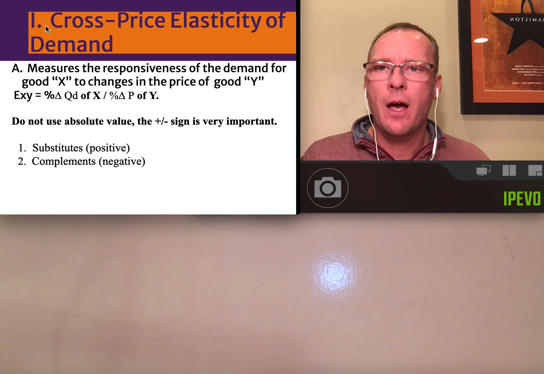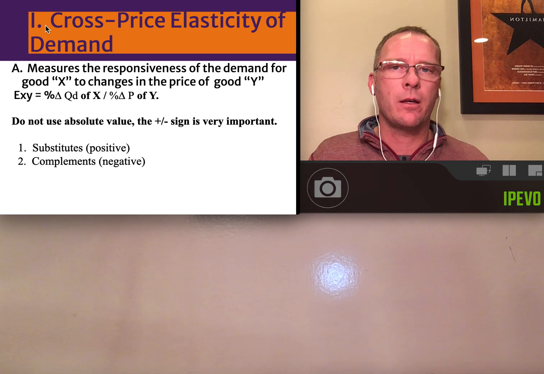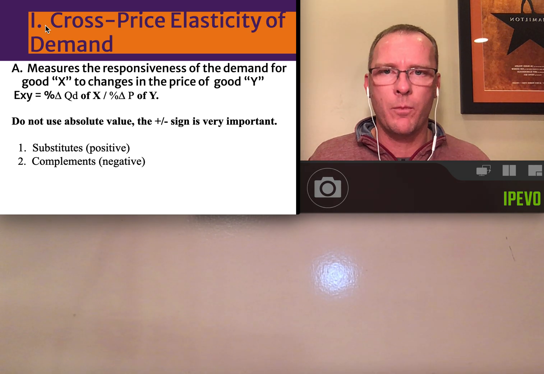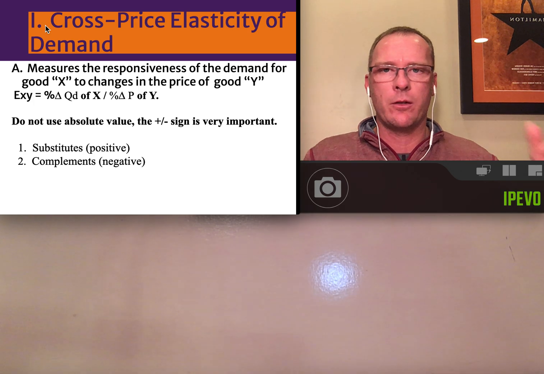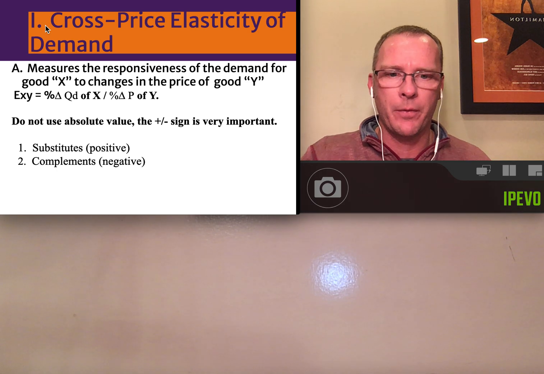In this case, we don't drop the negative sign. So the absolute value is gone, right? That is just for demand. The other ones, we keep that absolute value off of there so that we can see that negative number. Sometimes that'll tell us something about the good.